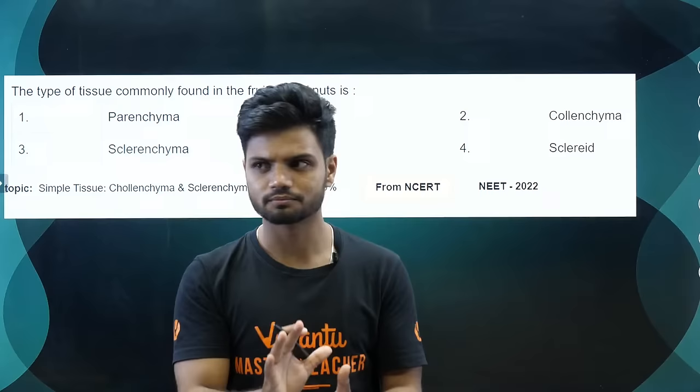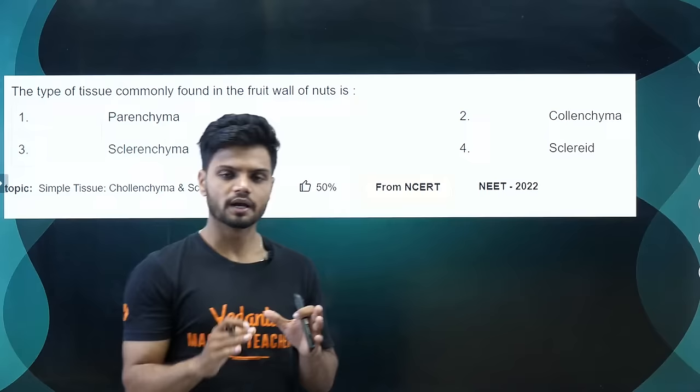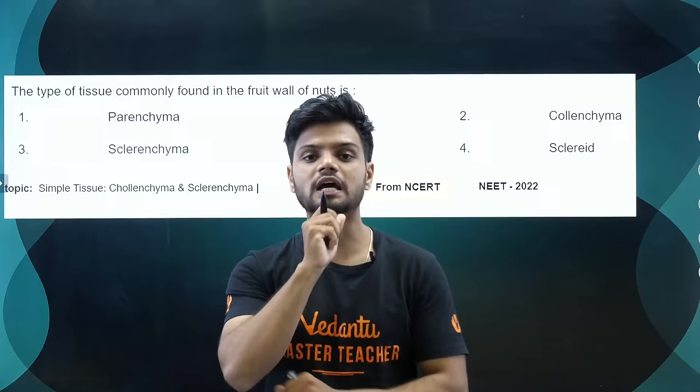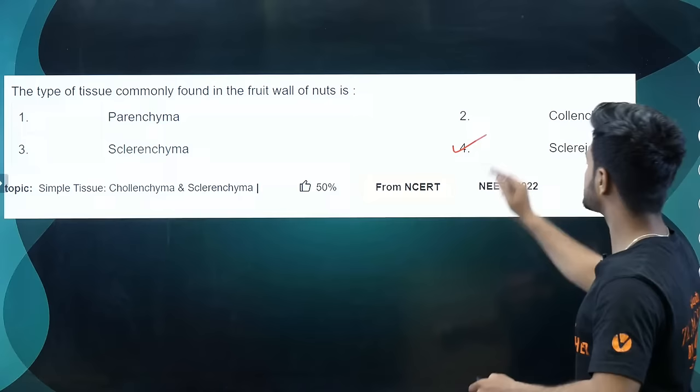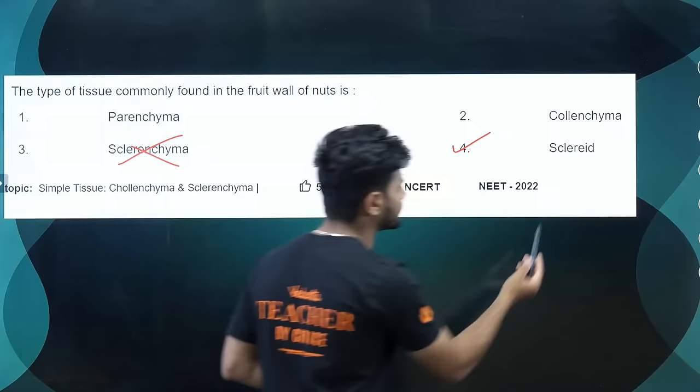Easy peasy question. In the fruit walls of nuts, we mainly find sclerenchyma. But which type of sclerenchyma? If you look at your NCERT line, it's going to be sclereids. The answer is sclerenchyma, but they're asking you a specific answer here. They've given you a specific option, that is sclereids.